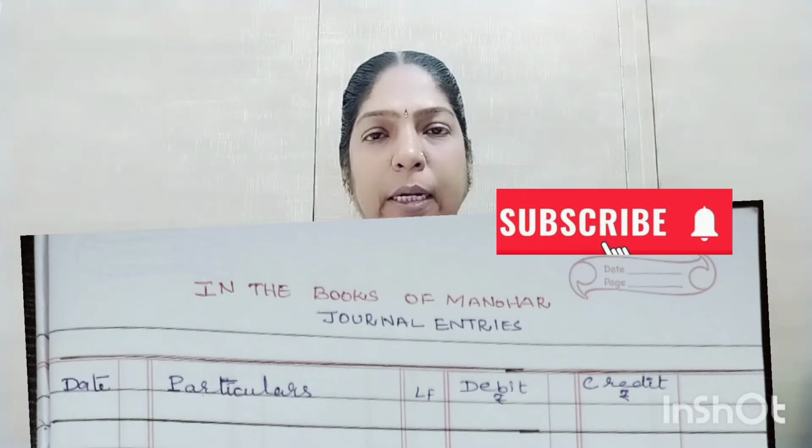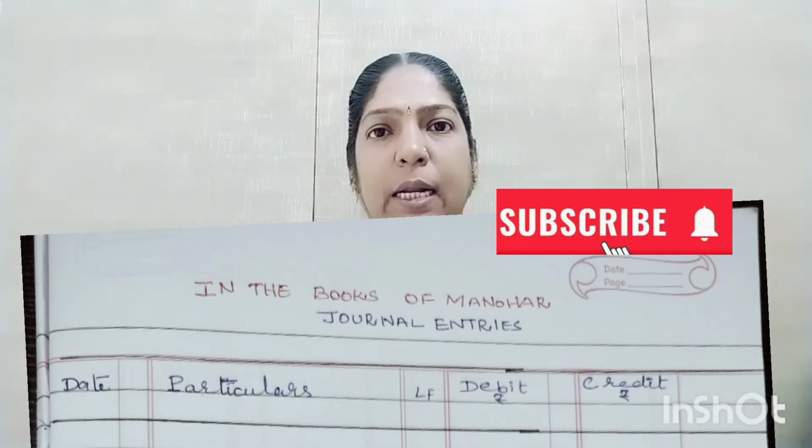Then we have to write the format of the journal entry. The format contains 5 columns. What are they? Date, particulars, LF, debit and credit columns. Debit rupees and credit rupees. There are 5 columns in the journal. Now we pass the first transaction.